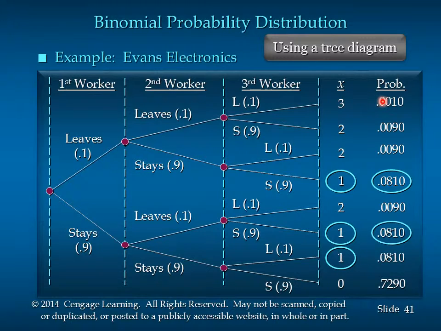And so when you plug those formulas in, that trees out to a third worker that can leave or stay. You're going to get 0.001, 0.009, and then 0.081. These numbers will eventually add up to 1.